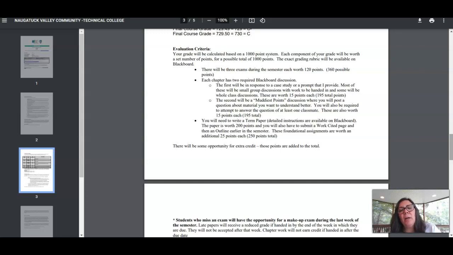The second discussion, the second required discussion, is a muddiest points discussion. That is always a whole class discussion. You are required to post a question you have about the chapter's material. Asking you to post questions is a way of getting you to engage more deeply with the material. It's to facilitate your learning. You're also required to attempt to answer at least one classmate's question. And so that, again, is worth 15 points.